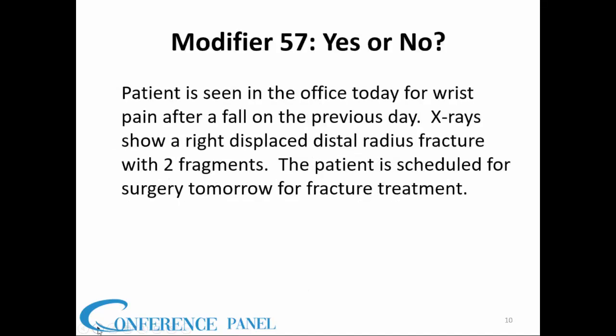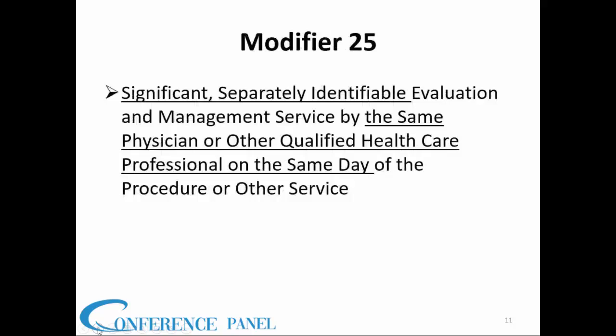All right, the next one we want to look at is modifier 25. This, along with modifier 59, is one of the most controversial modifiers that there is. This modifier is to be used when an evaluation and management service and another procedure are performed on the same day. The truth behind this is that it has to be significantly and separately identifiable.